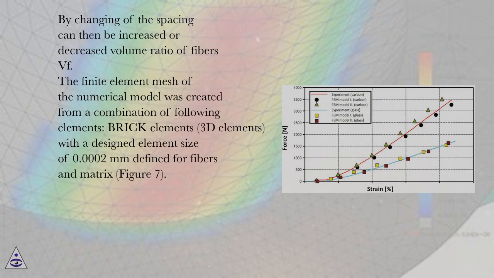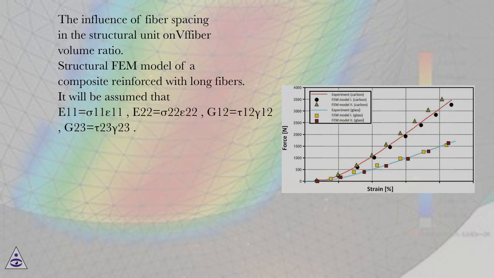The finite element mesh of the numerical model was created from a combination of the following elements: brick elements, 3D elements, with a designed element size of 0.0002 mm defined for fibers and matrix, Figure 7. The influence of fiber spacing in the structural unit on fiber volume ratio. Structural FEM model of a composite reinforced with long fibers.